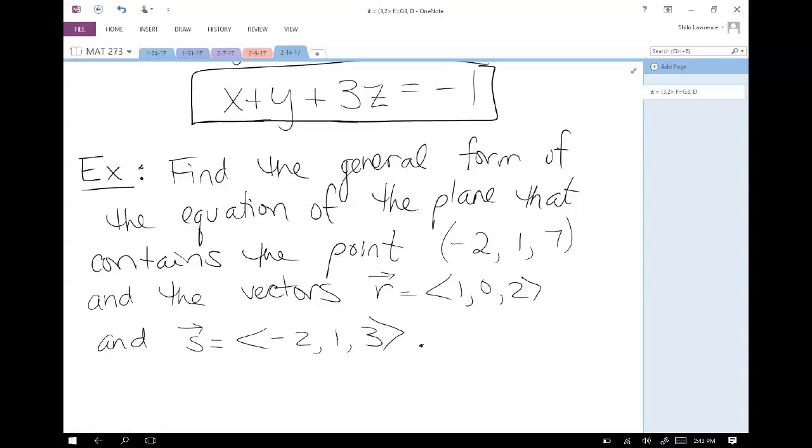What does normal mean? There's two other synonyms for normal that we keep using? Orthogonal, and what's the old-fashioned word that we learned in perpendicular?